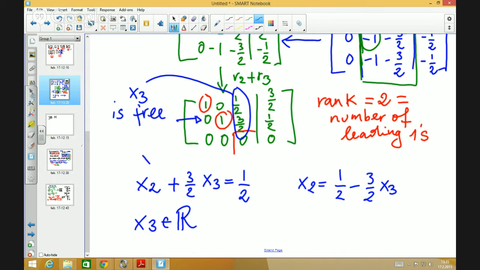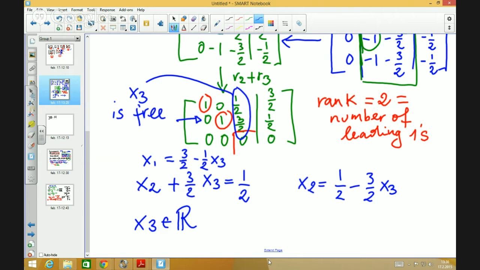Similarly, what is the value for x1? Well, the first row here says that x1 should be equal to 3/2 minus 1/2 of x3. Again, you can see that the value of x1 in a solution depends on whatever value we assign to x3. So in other words, the set of solutions is a function of x3.